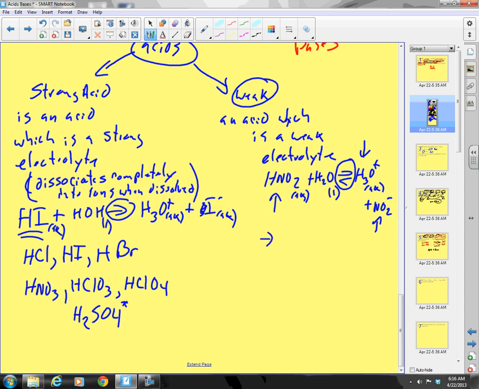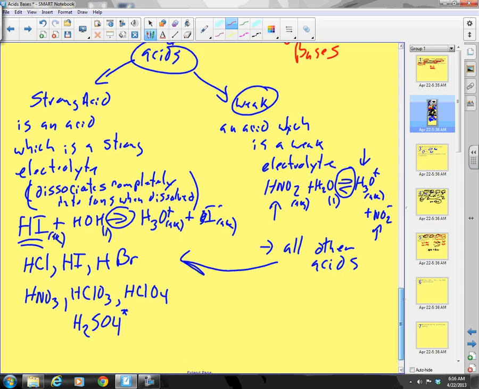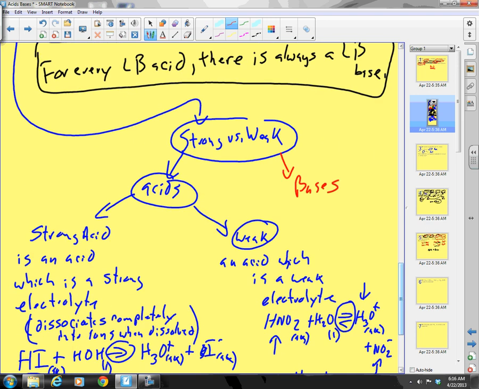And how do I know them? Hey, all other acids, we assume, except these guys. So memorize them, and if it's any other kind of acid, then it's a weak acid. What about my bases? Well, we're going to have two types of bases, aren't we?